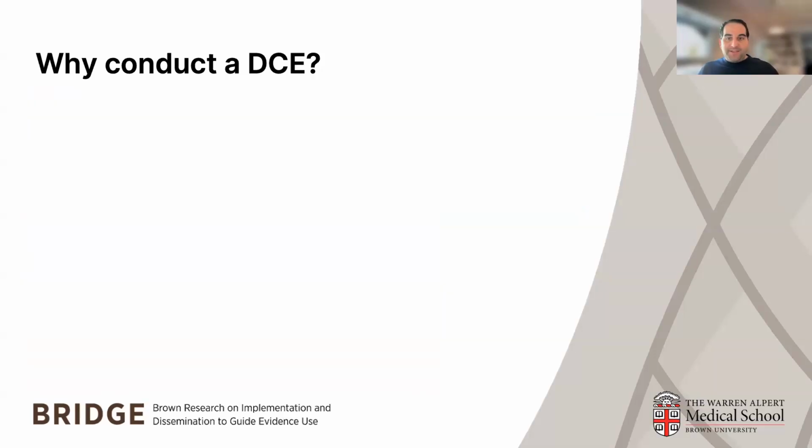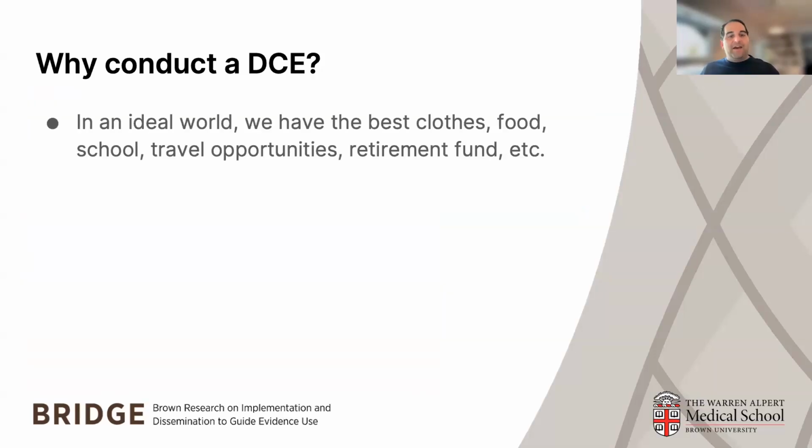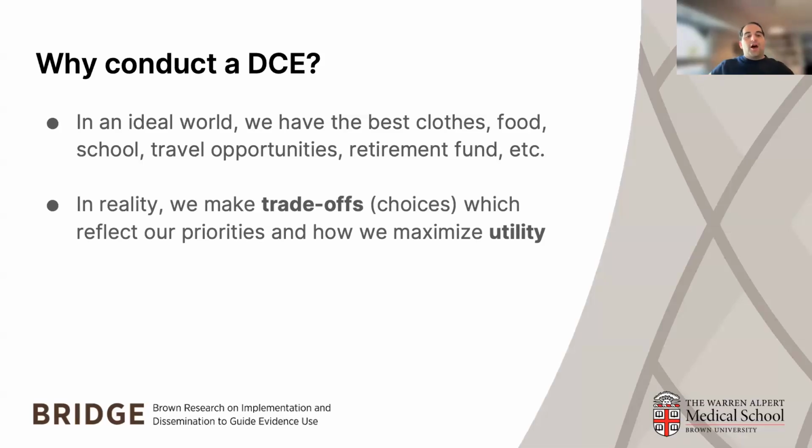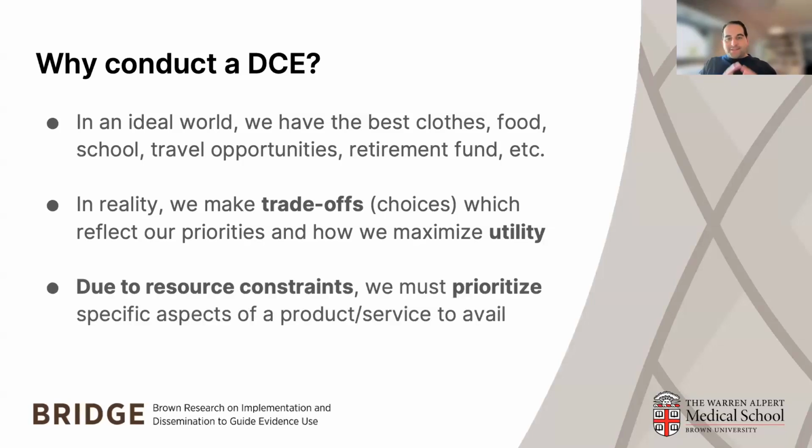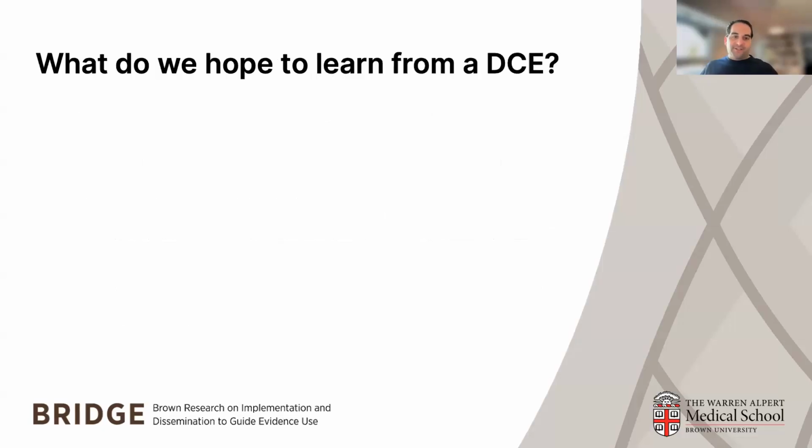landscape. And so in an ideal world, we're going to have the best of everything: clothes, food, travel opportunities, access to retirement funds. But the reality is that we oftentimes have to make choices or trade-offs that reflect our priorities and help us maximize utility of the things that we are choosing. And this is oftentimes a product of resource constraints. And so in this kind of resource-constrained environment, we have to prioritize specific aspects of a product or service to make available to people. And while this is true in our own personal and private lives, this is also very much true more publicly in the fields of healthcare and implementation science.